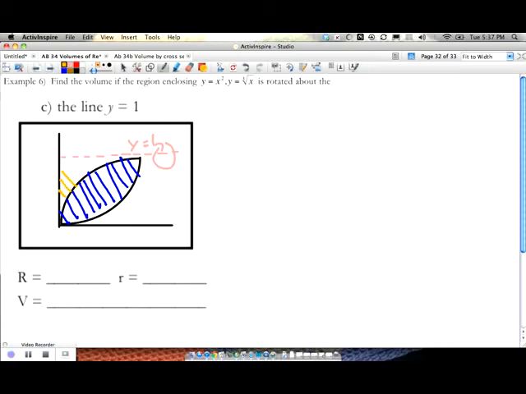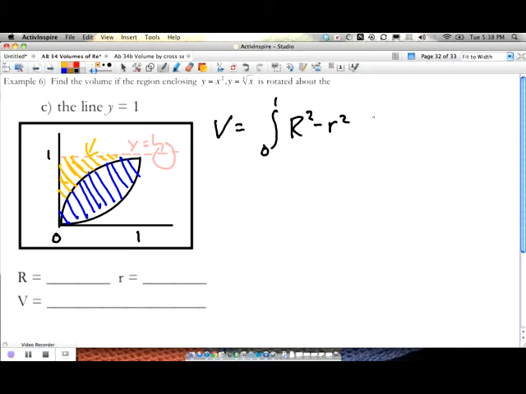So ask yourself those same questions. Are we attached? No, we have some orange empty space here. We're not attached to this axis of rotation. We have some empty space. So that means our volume is going to be the integral of big R squared minus little r squared. And we still have those same convenient boundaries from 0 to 1.